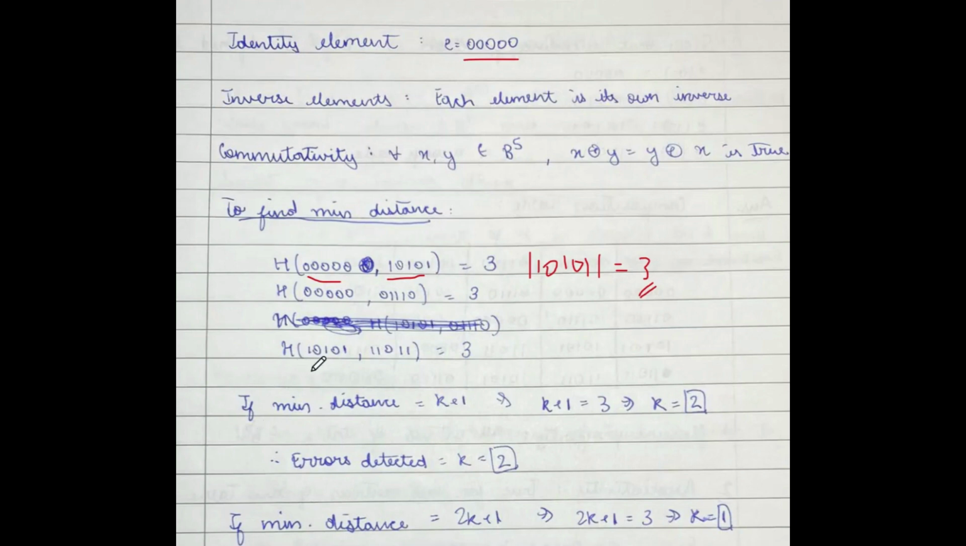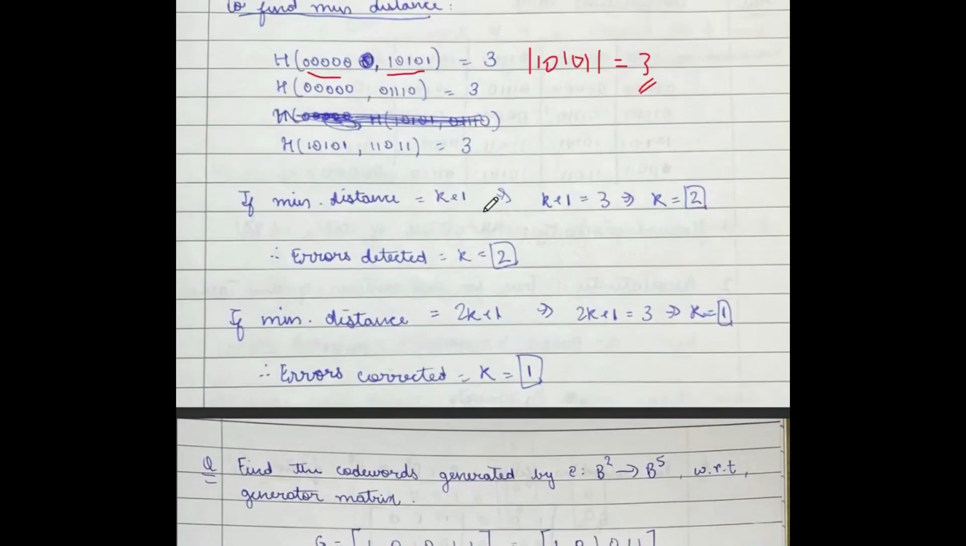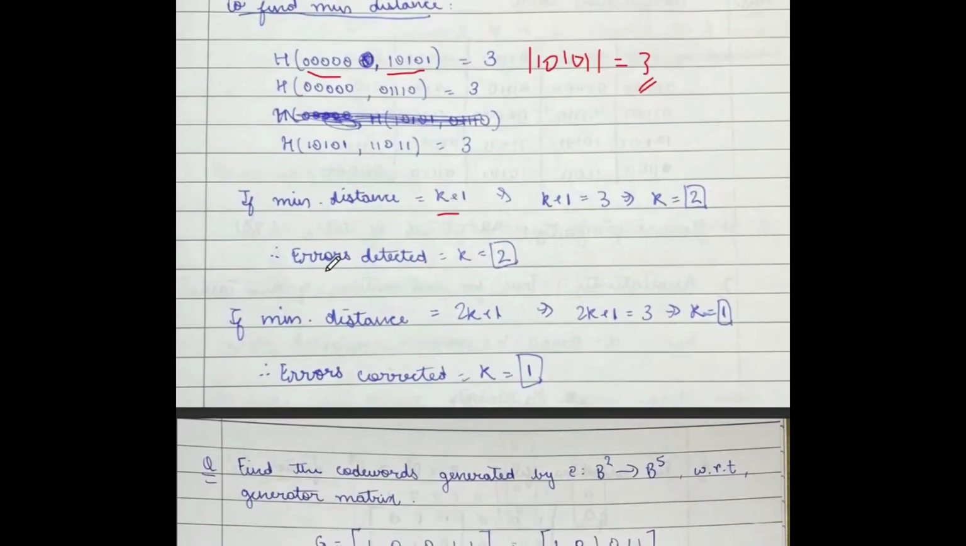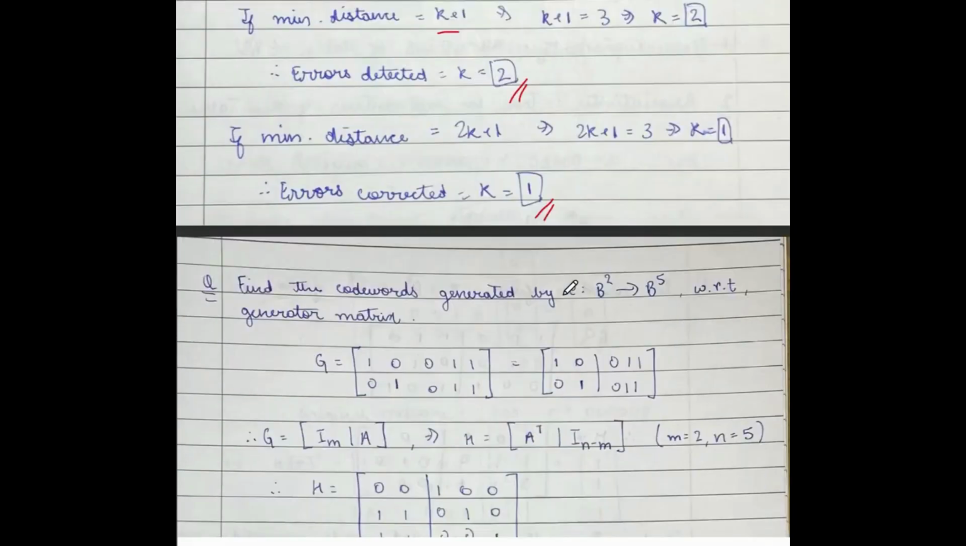So as per the theorem, if the minimum distance is equal to k plus 1, then k is equal to the number of errors detected. Therefore, the number of errors detected is 2. By the second theorem for correcting errors, the minimum distance has to be equal to 2k plus 1. Then k is the number of errors corrected. Therefore, 1 error is corrected.